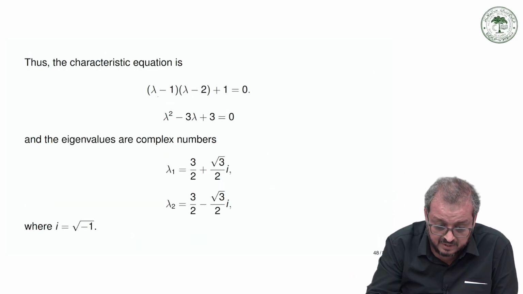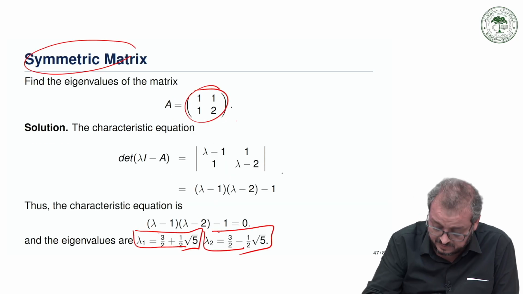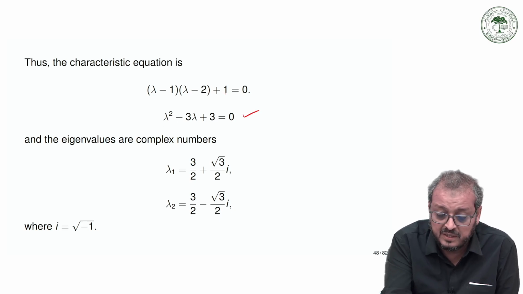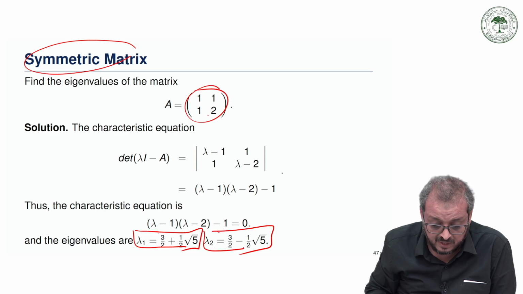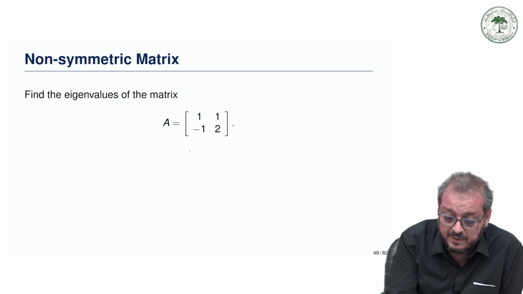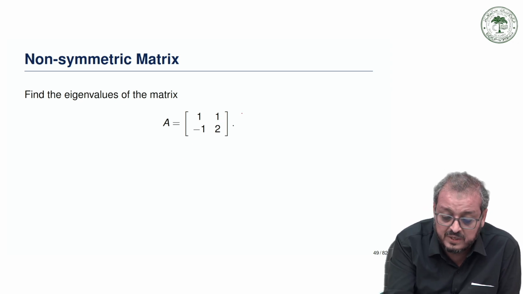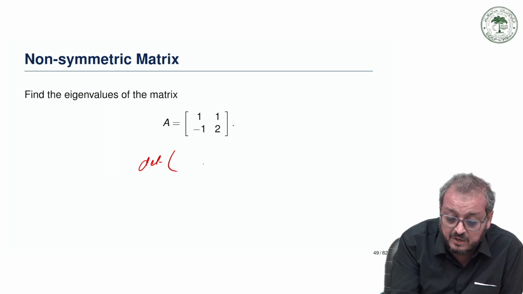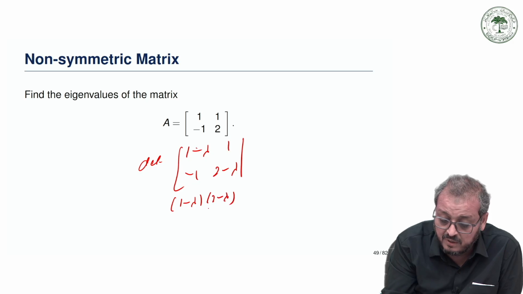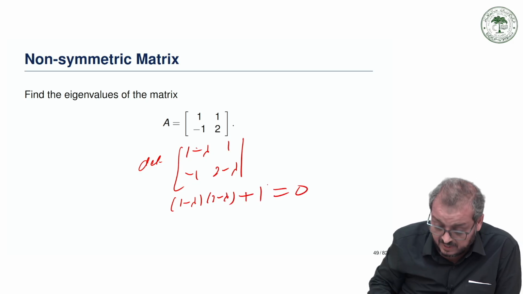Suppose we take the characteristic equation. Now if we have a non-symmetric matrix, say A equal to the matrix with rows 1, minus 1 and 1, 2, we take the determinant of A minus lambda I. We can write this as 1 minus lambda and 1, then minus 1, 2 minus lambda, and then we calculate it: 1 minus lambda times 2 minus lambda, plus 1, is equal to 0, and this is the equation.